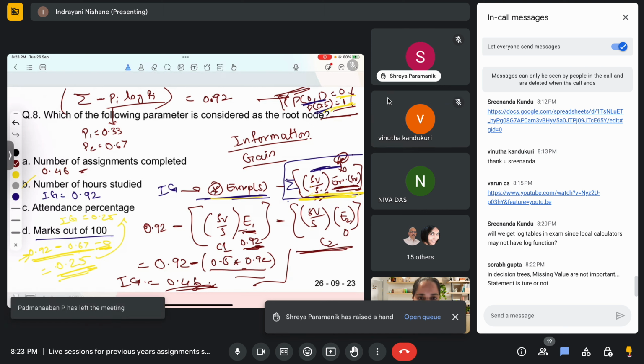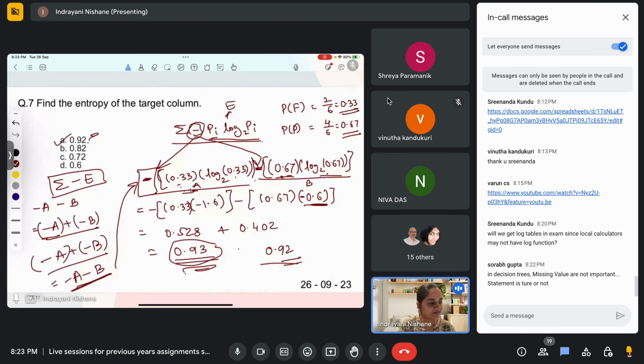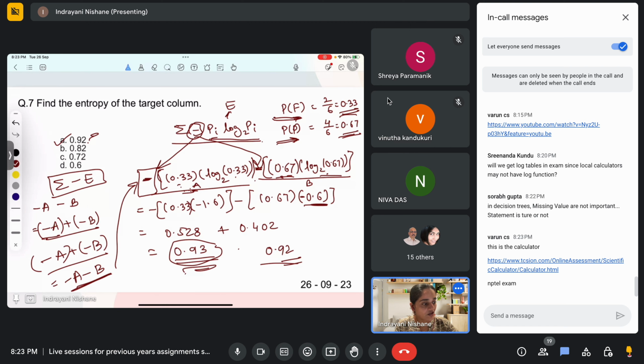Yes, Shreya. The calculation for 7 we did so many times, I am not going to repeat it now. Here is the step by step calculation of how we came to this. This is the probability of the two classes, fail and pass. These are the numbers we have. We just put these values into the formula to calculate entropy. Here comes the formula, the values have been put, and we have gotten the answer.